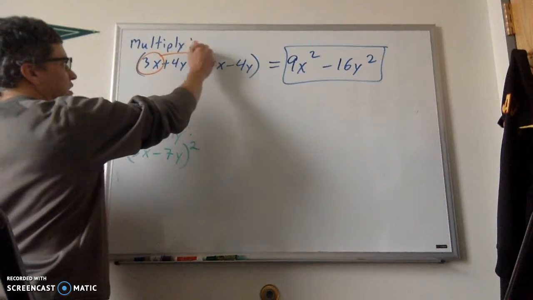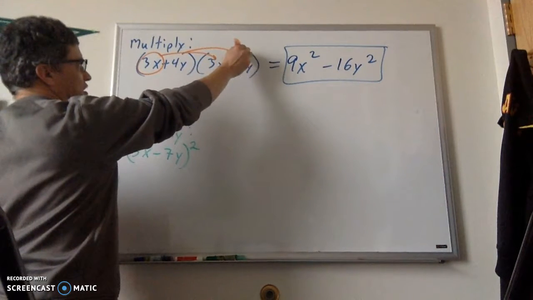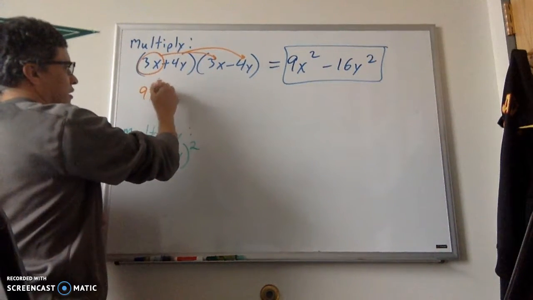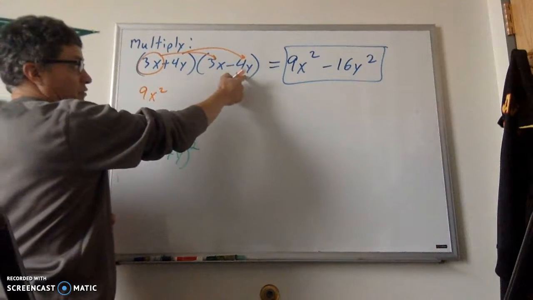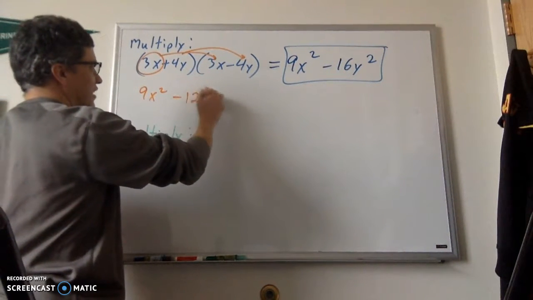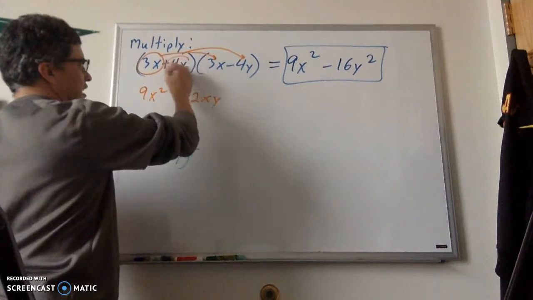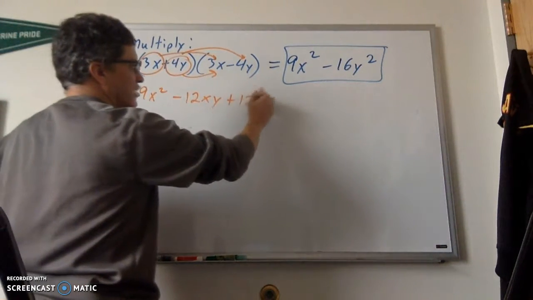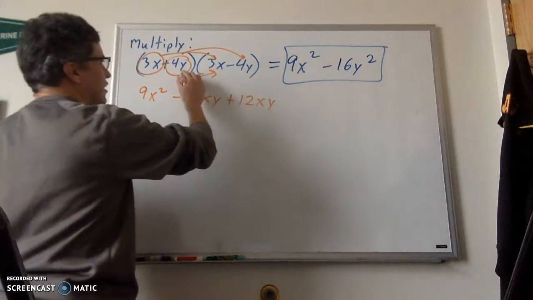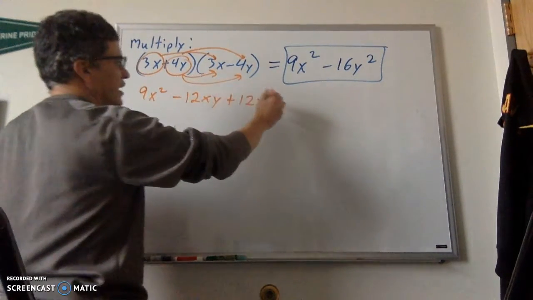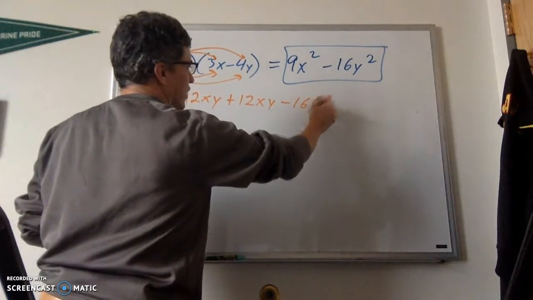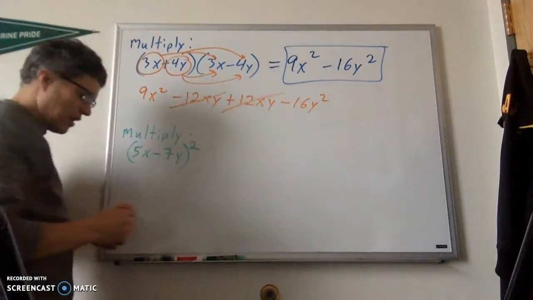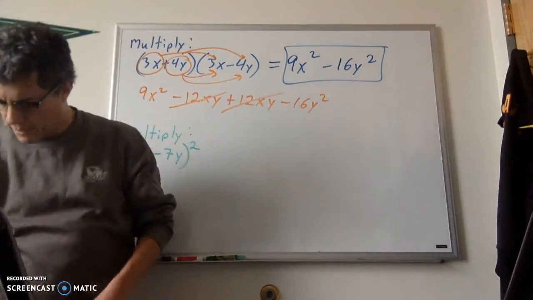So let's multiply this thing through doing that FOIL thing I mentioned in a different video. 3x times 3x is 9x squared. 3x times a negative 4y is a negative 12xy. And then I got 4y times 3x, that's 12xy. And then 4y times a negative 4y is a negative 16y squared. Check out your two middle terms there. They're additive inverses of each other.